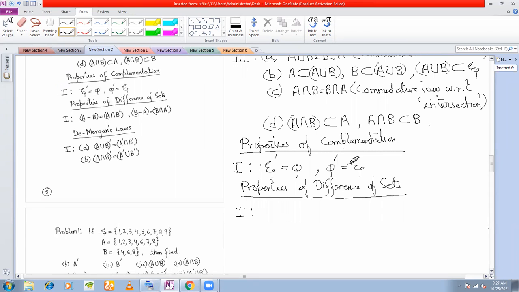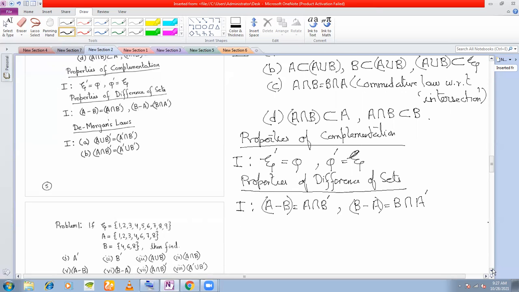Next property is from difference of sets. A minus B is the same as A intersection B complement. This can be checked, okay? You better remember this property. B minus A is the same as B intersection A complement. So whether you write B minus A or you write B intersection A complement, it will be the same thing.